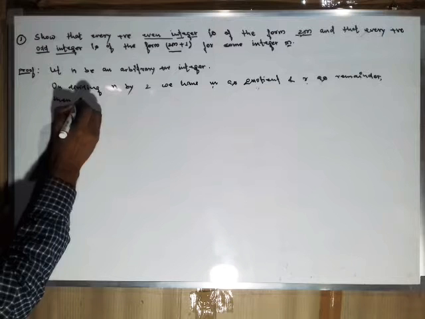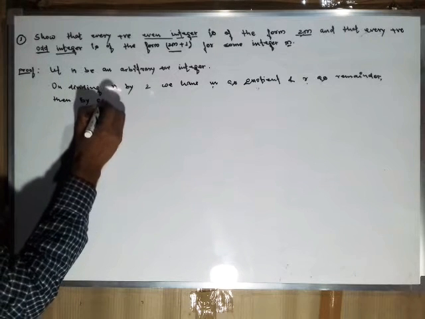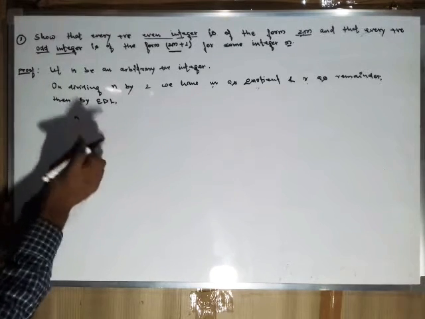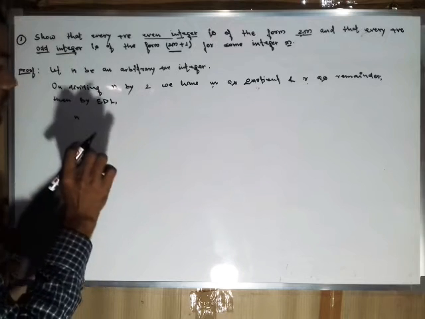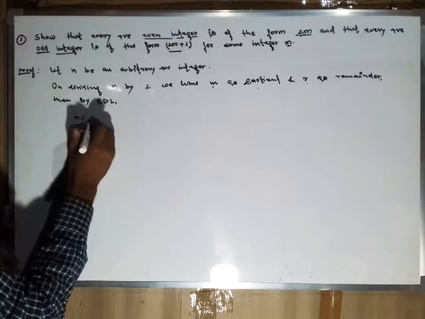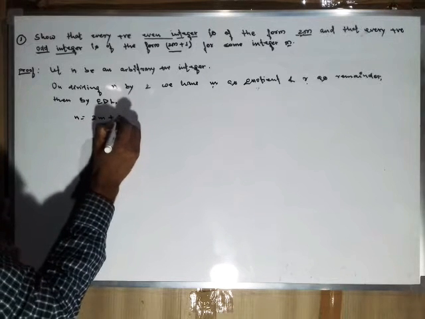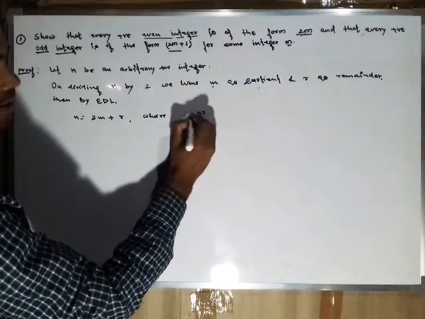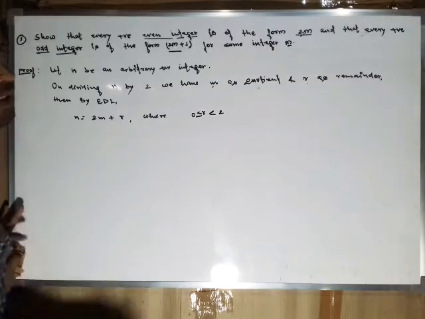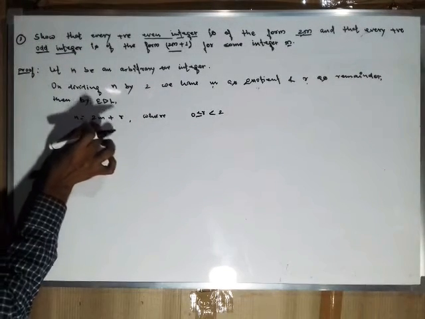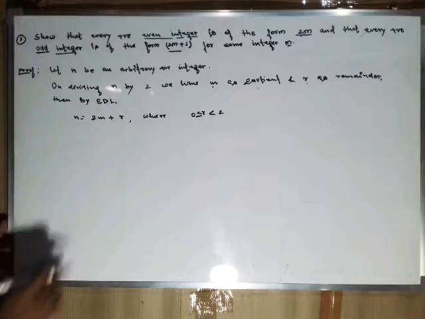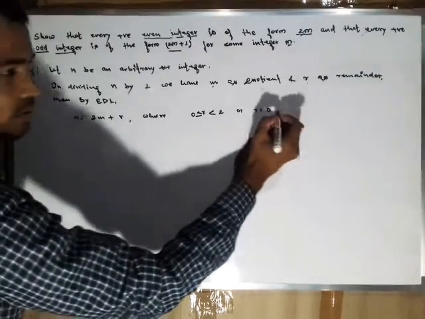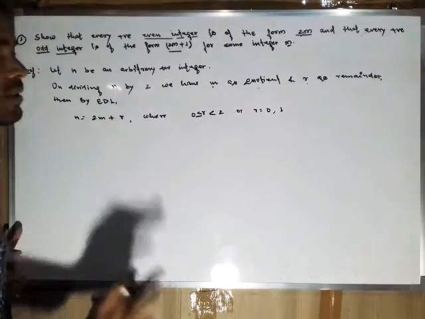Then by Euclid's division lemma, dividend equals divisor into quotient plus remainder: n equals 2m plus r, where r is greater than or equal to 0 but less than the divisor, meaning 2. So r equals 0 or 1, because r is less than 2.